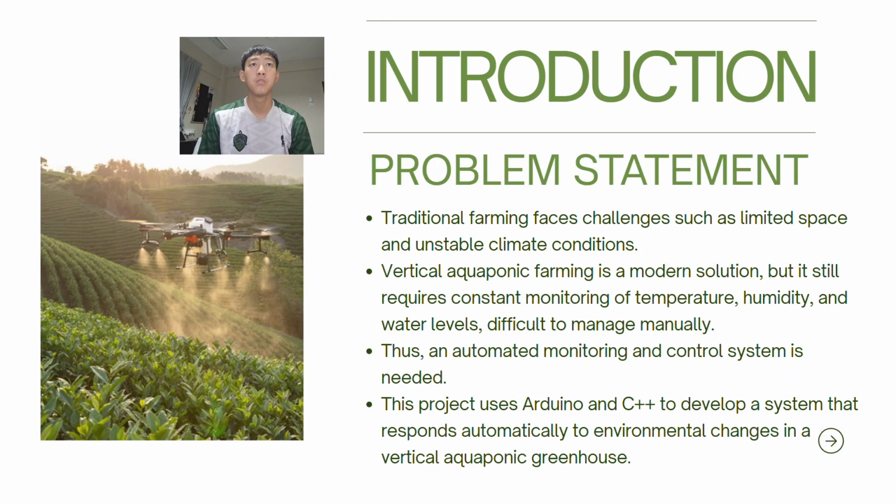Next, we move on to problem statement. Traditional farming faces challenges such as limited space or land and unstable climate conditions. Therefore, vertical aquaponic farming acts as an alternative or a modern solution, but it still requires constant monitoring of temperature, humidity, and water levels, which are difficult to manage manually. Thus, an automated monitoring and control system is needed. Our project uses Arduino and C++ to develop a system that responds automatically to environmental changes in a vertical aquaponic greenhouse.